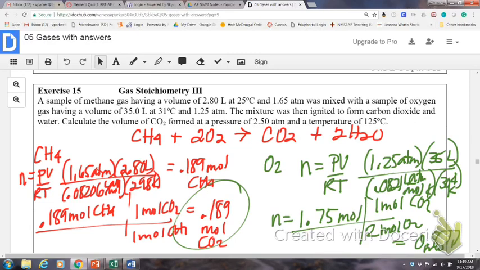So now I get to do a third to figure out my volume. Okay, is everybody caught up? Because I have to erase.